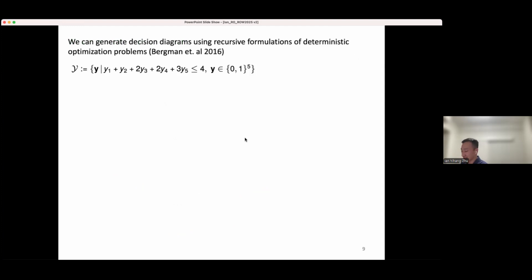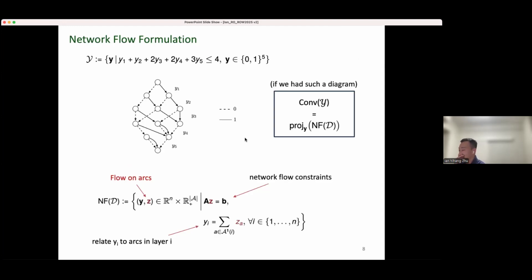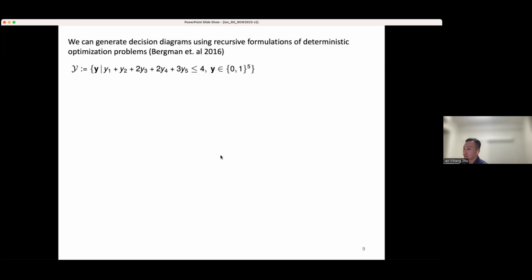Let me pause here just in case there are questions. If not, how do we generate these decision diagrams? You can generate them using a recursive formulation of a deterministic optimization problem.